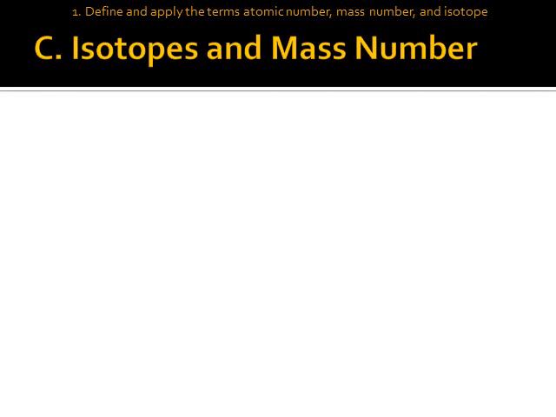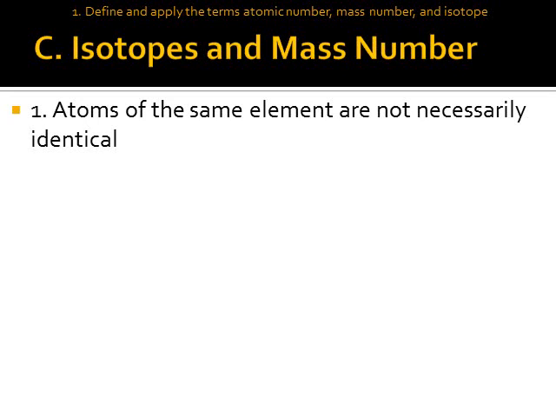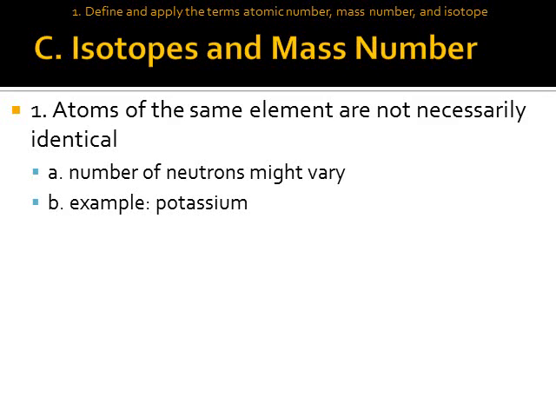Alright, let's talk about isotopes and mass number. Atoms of the same element do not have to be identical. They very often could be, but they don't have to be. And the reason is the number of neutrons that are in their nuclei just might vary. So let's look at an example.